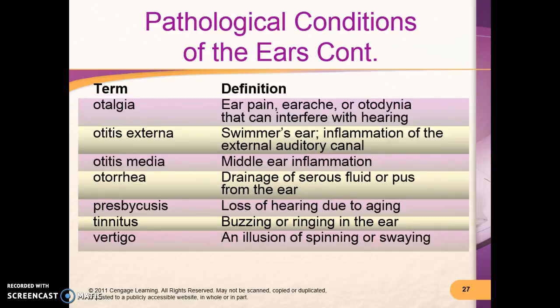And then of course you have your otitis externa, which is swimmer's ear, and otitis media, which is the normal ear infection that we think of. And then vertigo a lot of times goes along with some of these ear infections.